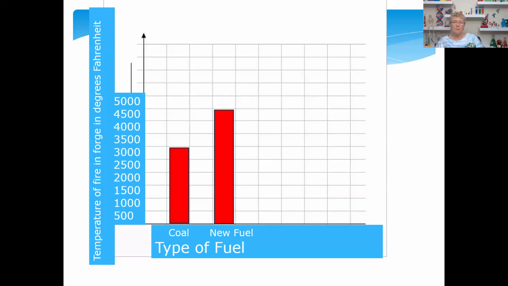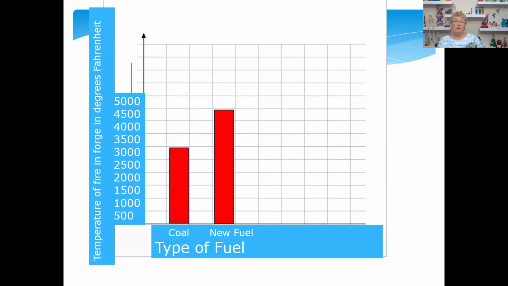Tell me what you see on this bar graph from our actual experiment. Josiah. So what it seems like is that the coal burns at around 30 to 35, so I guess maybe around 3,400 degrees. Yeah. And the synthetic fuel burns around 4,500 degrees. Good. So there is a 1,000 degree increase in temperature. Good.